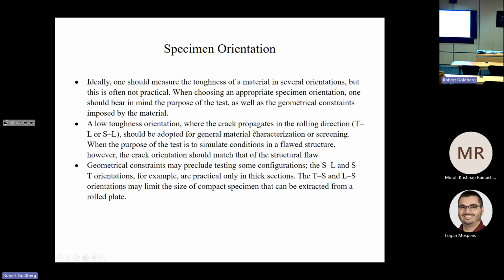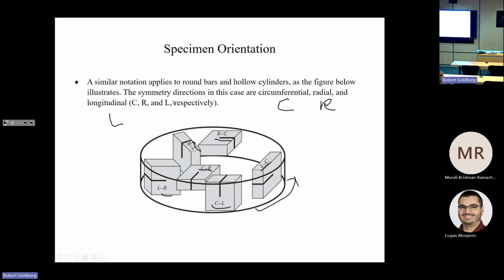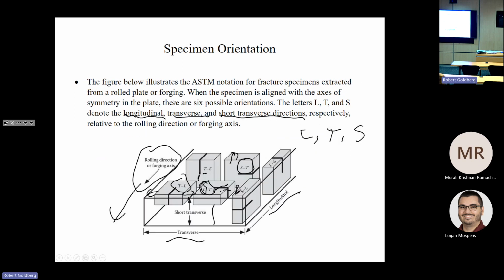Now, here's the caution, due to the fact that we're dealing with the real world. Ideally, you should measure the toughness of a material in several orientations, but often this is not practical because you cut all of these and you do the test. First of all, it'd be a lot more tests, and then also depending on the dimensions of your material. For example, if you have a really, really thin plate that you're looking at, doing something in the thickness direction may not be practical.